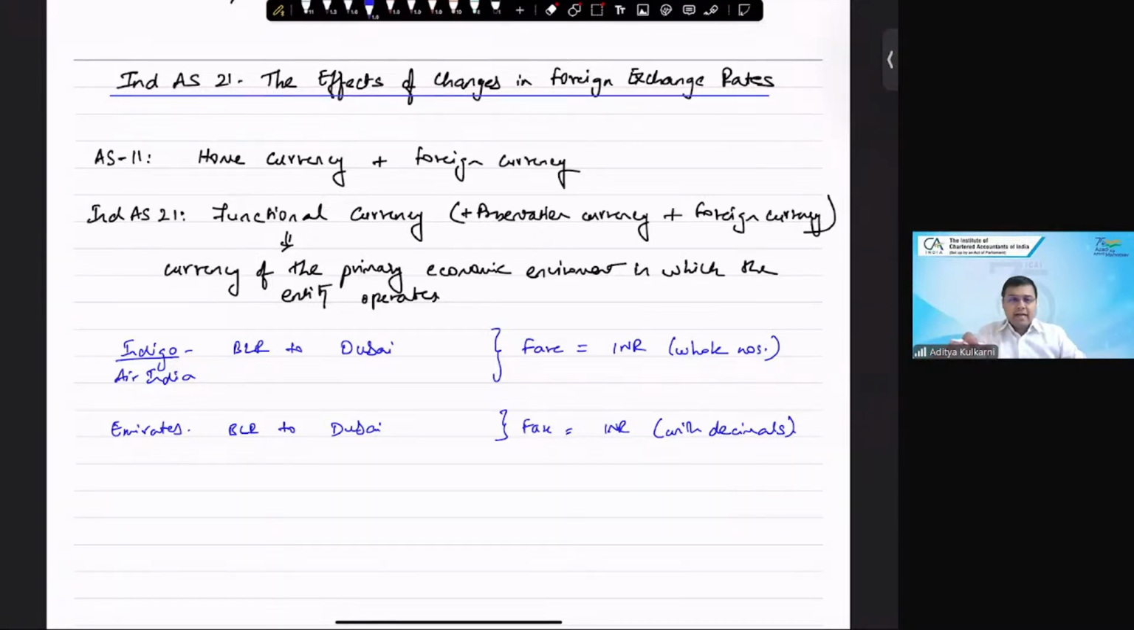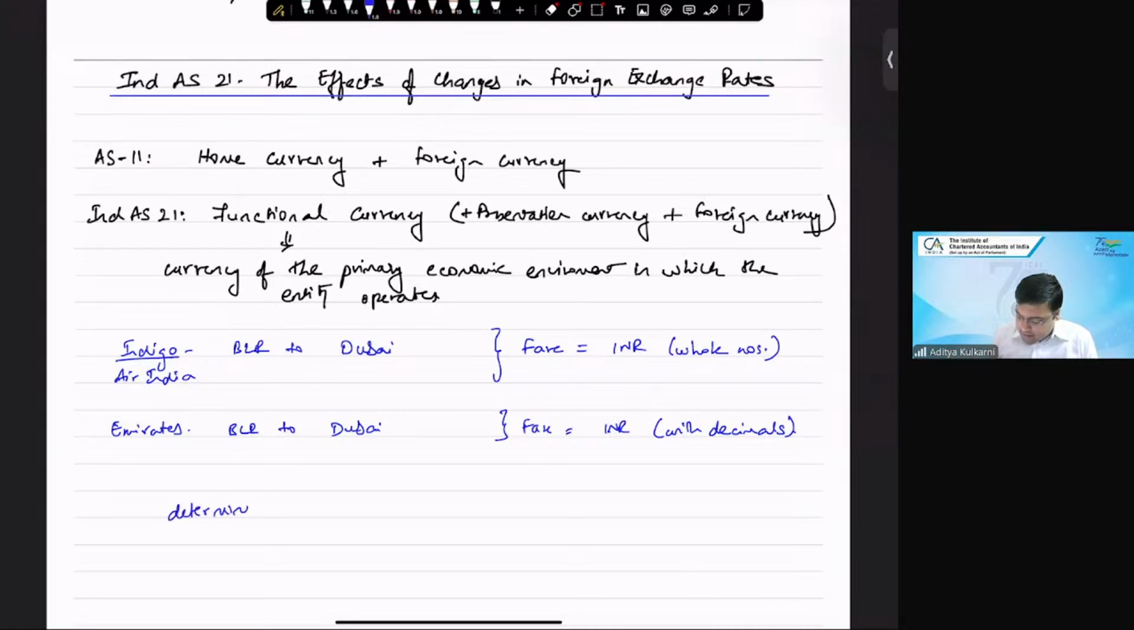Now, Dubai's currency is dirhams. Sydney's currency is the Australian dollar. I am sitting in India and doing the booking. So obviously, because I sit in India and I have an Indian credit card, the fare will be denominated in INR. Look at the word I'm using. The fare will only be denominated in INR. The fare is not determined in INR. Are you able to understand?